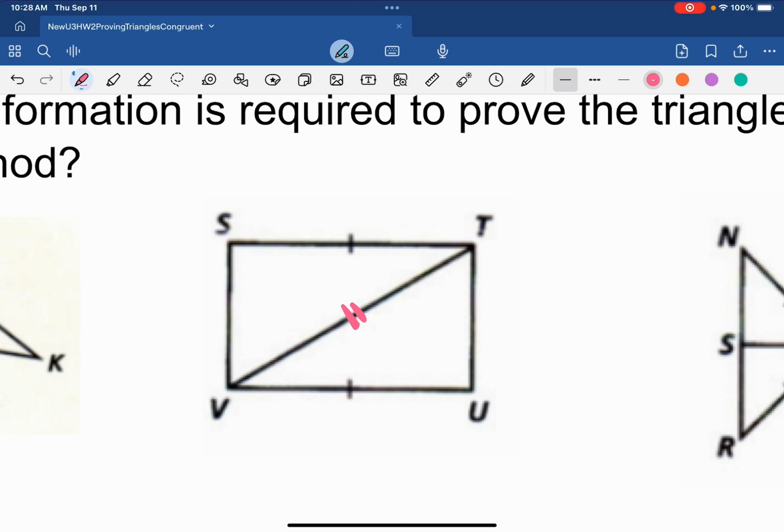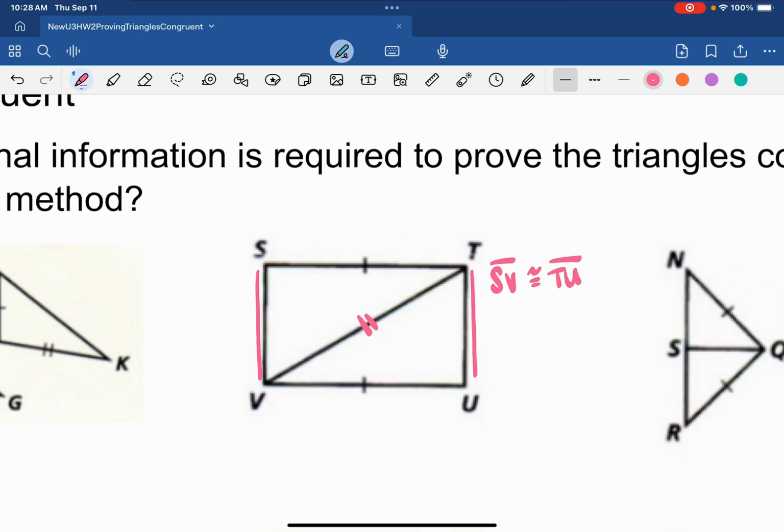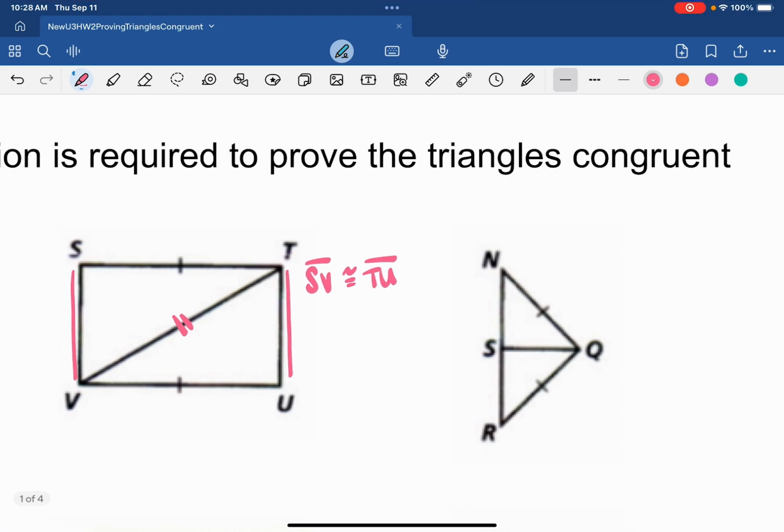We don't have to be given that, but if I want to prove these by side, side, side congruence, what I would have to have is SV congruent to TU. So we're looking for things like this. Now, the one down here at the end, again, I could mark these congruent in the middle for our reflexive property. And then from there, if I want to prove this by side, side, side, I would need these two other sides. I would need NS congruent to RS.